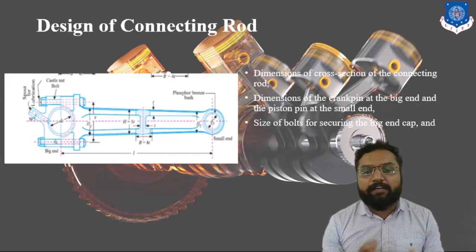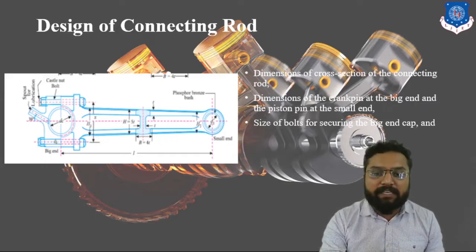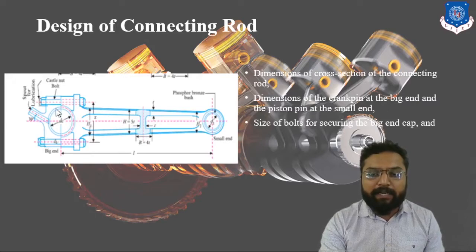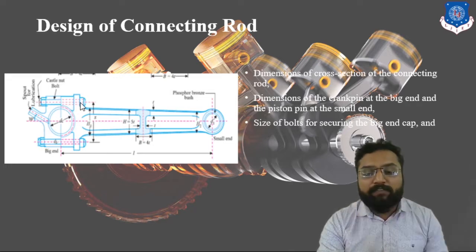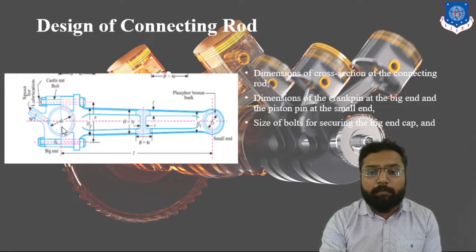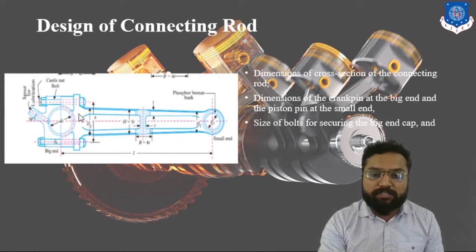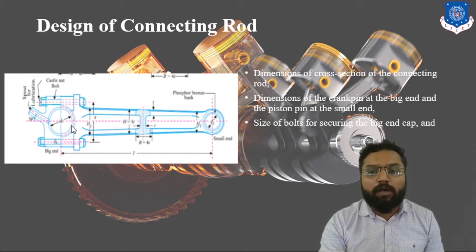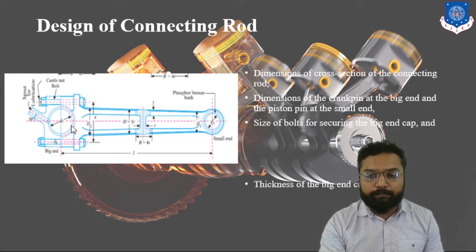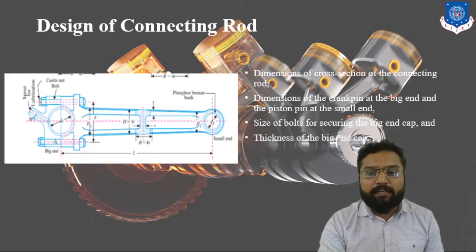There are multiple parts. The area from this separating line is called the big end cap. These are called bolts, which are subjected to crushing or shear stress, as we have previously talked about. Here, the big end is subjected to bending stress, and the small end is subjected to bending stress and crushing stress. This hole also comes under crushing. And after this, we are going to design the thickness of this big end cap.